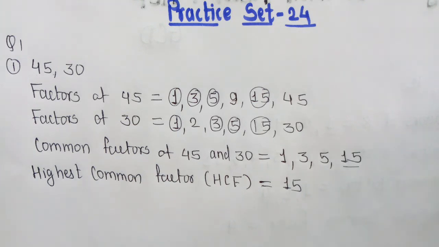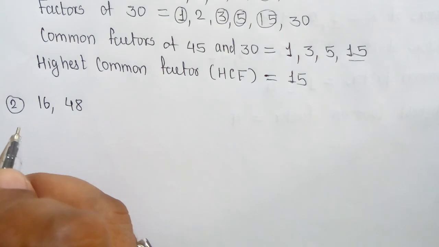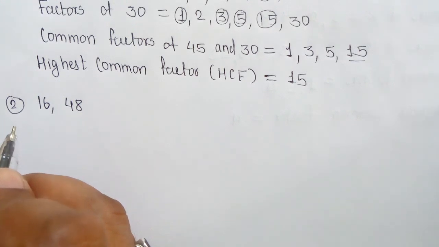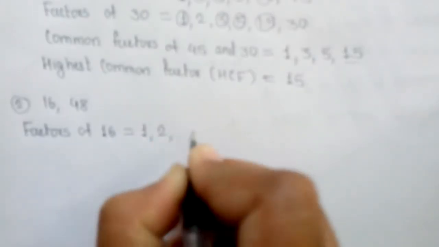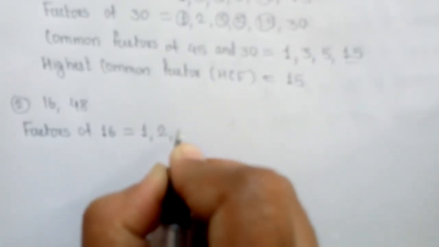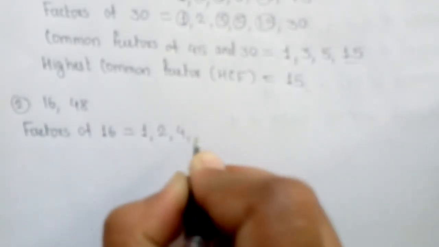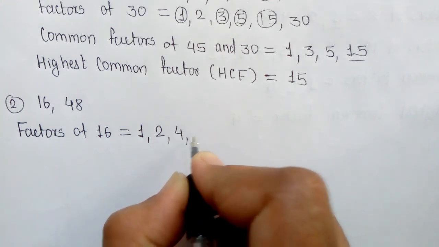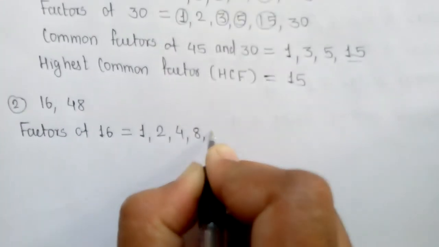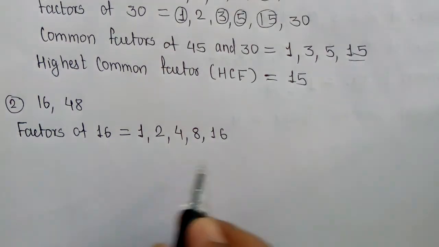Now we will see the second example: 16 and 48. First we will find the factors of 16. The factors of 16 are 1, 2, 3 is not there, 4, yes, 4 fours are 16, 5 is not there. 6, is 16 in the 6 table? No. 7 is also not there. 8 is there, then 16 is there. Okay, so these are the factors of 16.